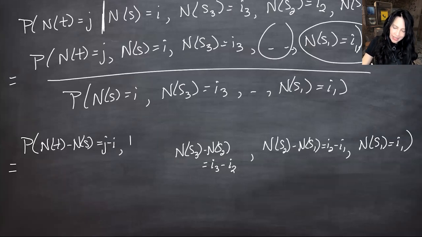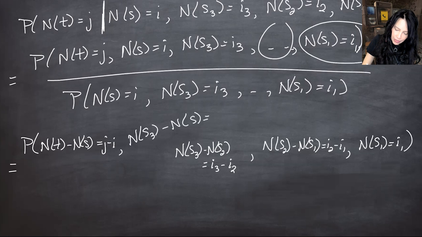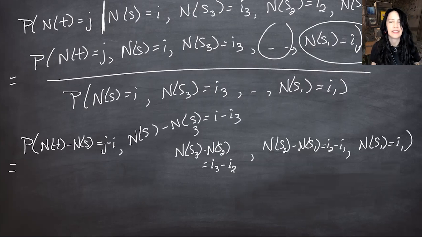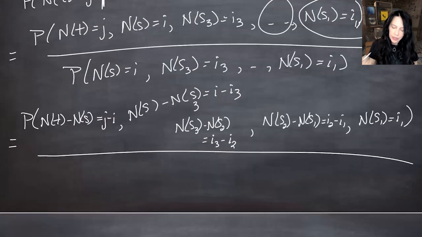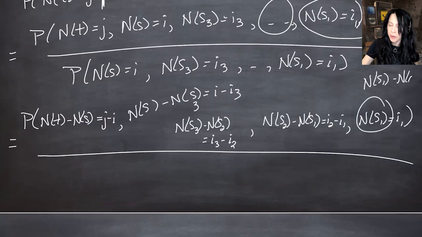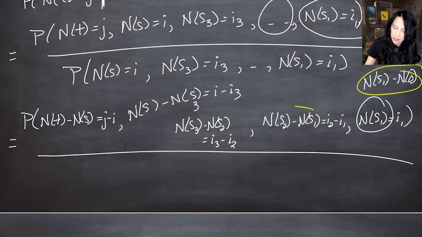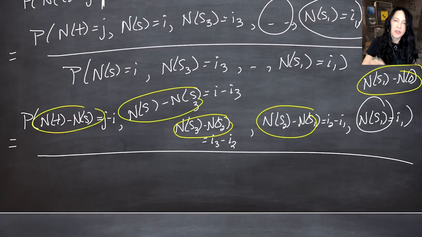And then the one in between, N of S3 minus N of S equals, the other way around, sorry, I minus I3. I didn't make this any better. I'm going to do the same thing on the bottom. This N of S1 is actually N of S1 minus N of 0. And so the random variables here are increments of the process. It's the number of arrivals between the various points in time. And all of those things I circled in yellow are independent.